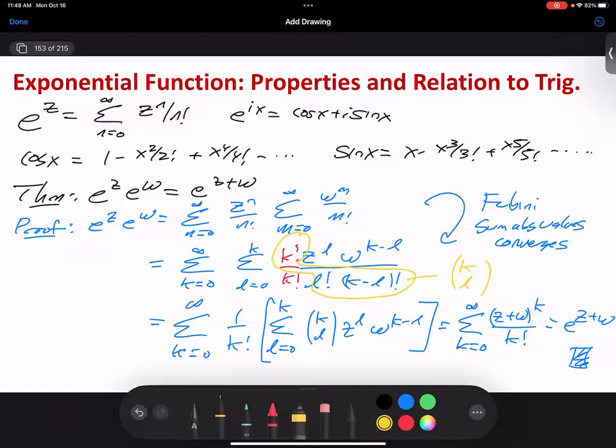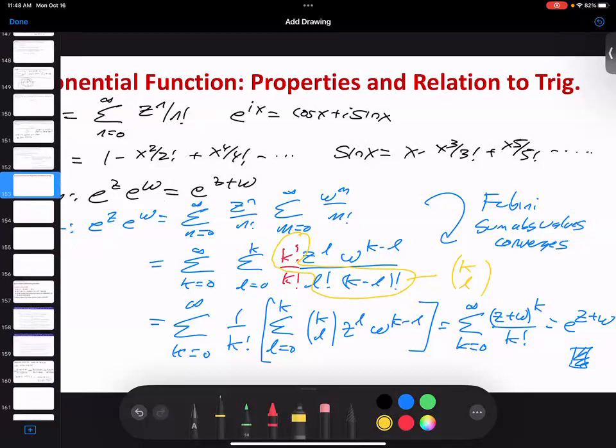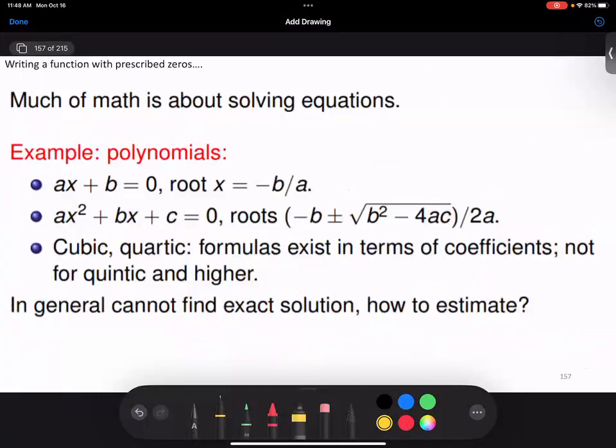For the last couple of minutes, I want to switch to leading into the Weierstrass products for next time. So much of math is about trying to solve equations. If I give you a linear equation, ax plus b equals 0, I'm pretty sure everybody knows the root is x equals negative b over a. If I give you a quadratic, it's not that bad to find the roots. This is the beautiful quadratic formula. And maybe next class I'll talk a little about how you find the quadratic formula.